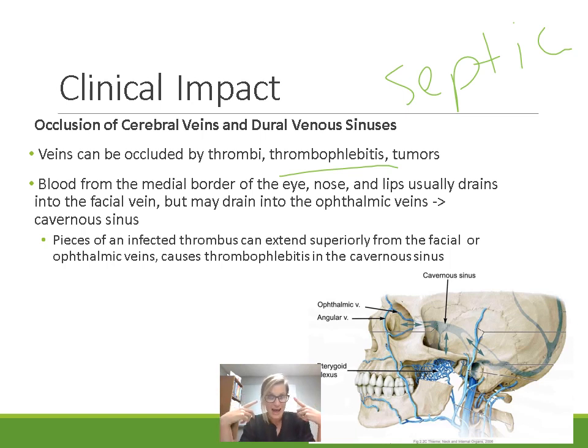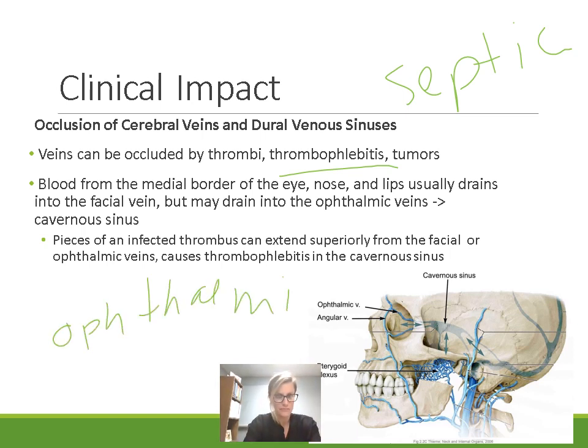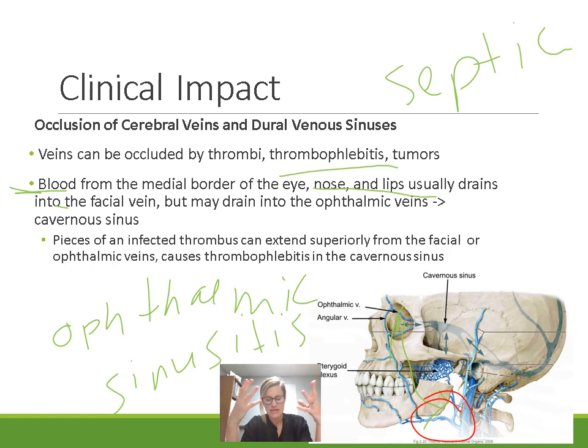So it can be an infection of the eye, like an ophthalmic infection. It can be sinusitis, right? Some sort of a facial infection can lead to septic cavernous sinus thrombosis. And the reason that this can happen is that typically the blood from the medial border of the eye, the nose, the lips, typically drains down. So all of that blood is typically draining down here through the facial vein. The facial vein is down here. So typically that's all draining downward, but it's possible that it can drain back through the ophthalmic vein, which you see right here, and the ophthalmic vein drains back towards the cavernous sinus.